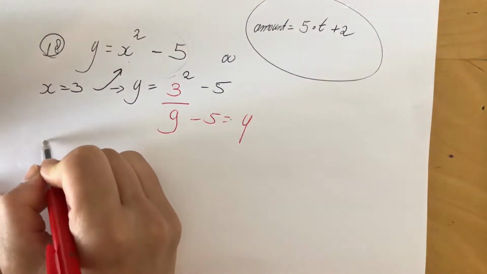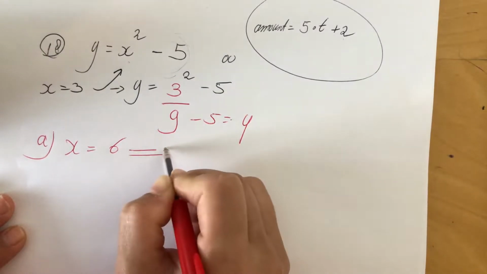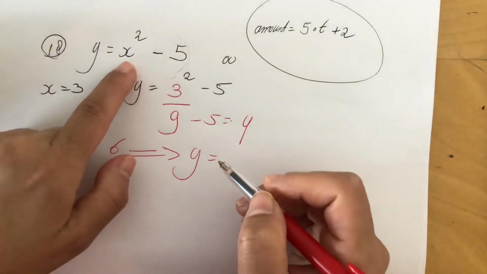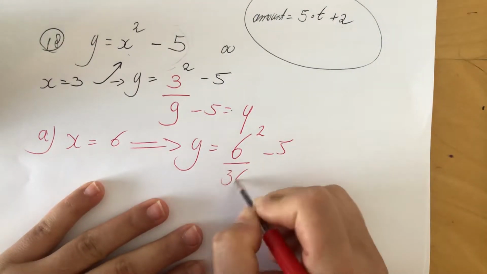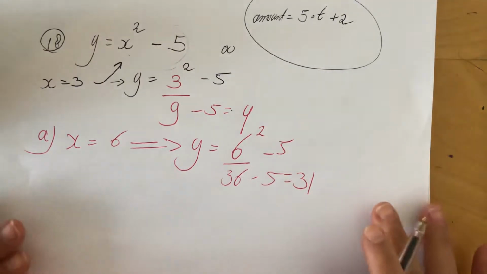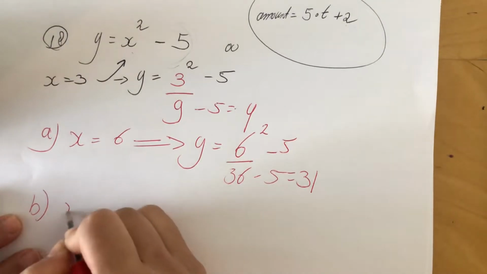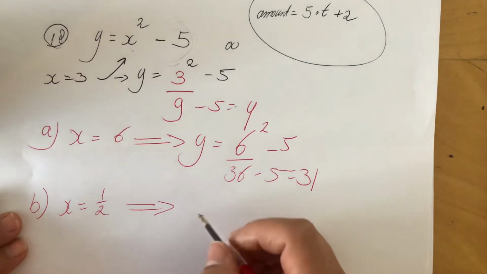Okay, let's calculate for A. When x is 6, you get y equals, fill in 6 to the power of 2 minus 5. You get 36. 6 times 6 minus 5 equals 31. Question B, now the fraction. Yeah, let's look at the fraction.